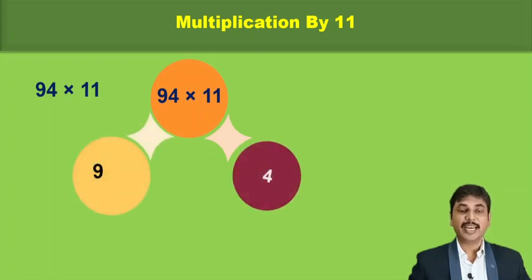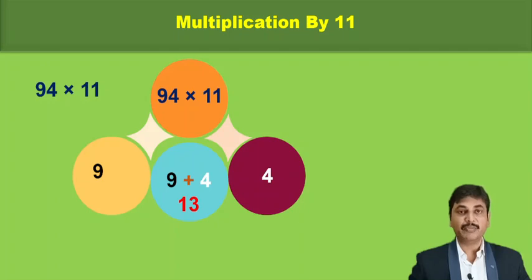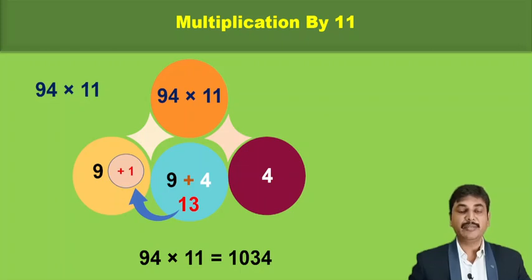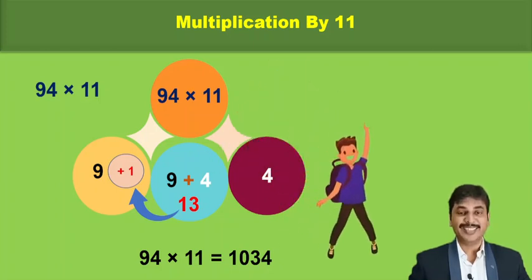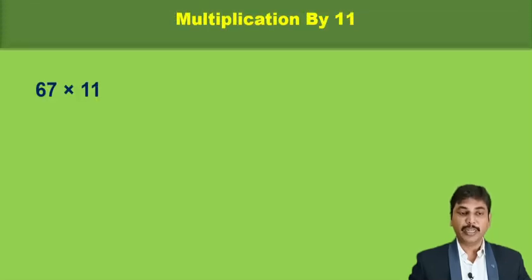Just spread this 9 and 4 in this fashion and put the addition of 9 and 4 in between them. So 13, a two-digit sum, has come, so we will keep 3 and 1 will be added to this 9. So my final answer is 94 into 11 is 10, 9 plus 1, 10, 3, 4. I hope you got the same answer. Yes? Good. Now one more example.